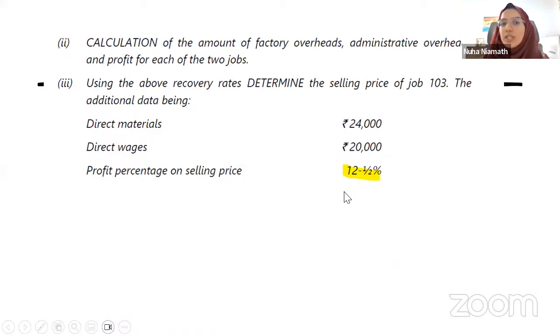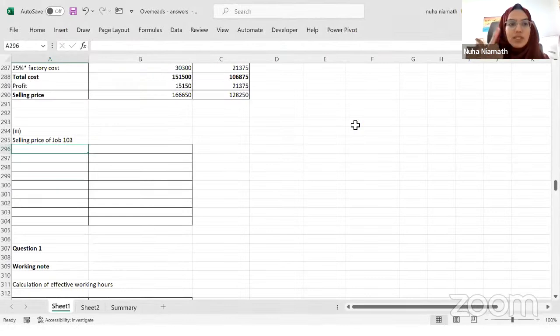Here they have just changed the direct material and direct wages. So we just have to use the different values, but we'll use the same percentages, 60% and 25%, for factory overheads and admin overheads. You can also quickly find it out on your calculators. I will also put it down here. Direct material is given to be 24,000. Direct wages is given to be 20,000. Prime cost comes to 44,000, right? Then we have the factory overheads.